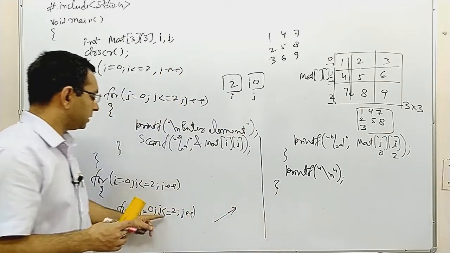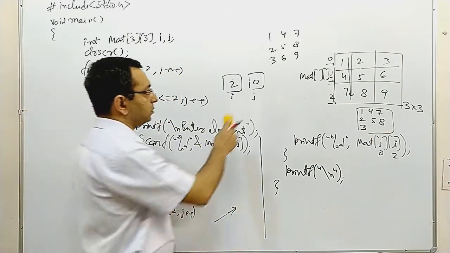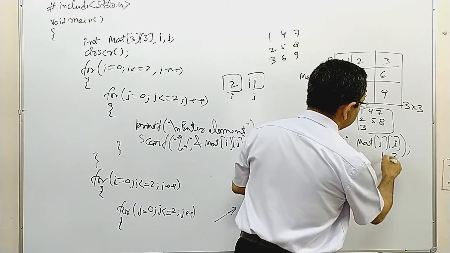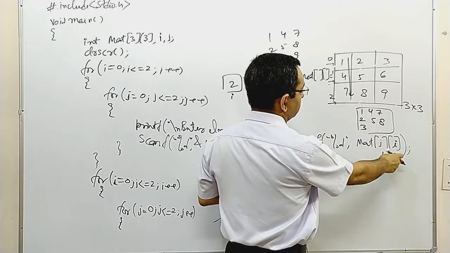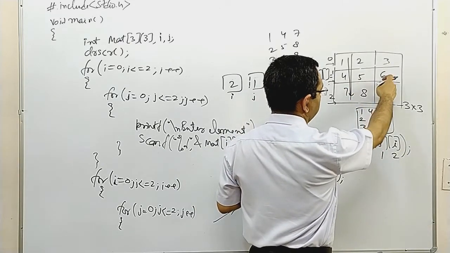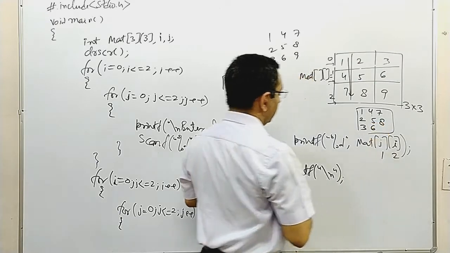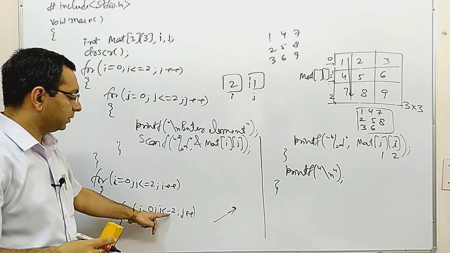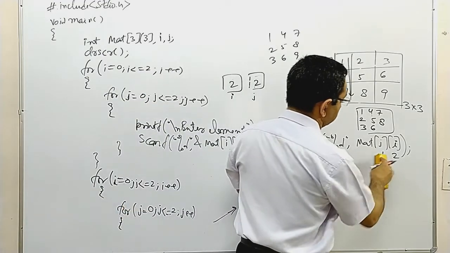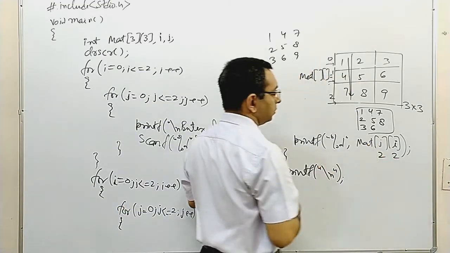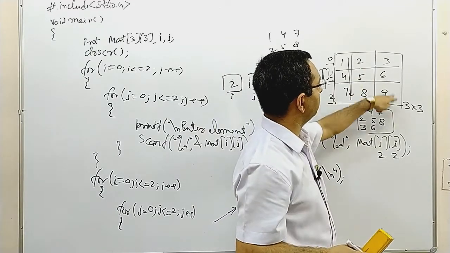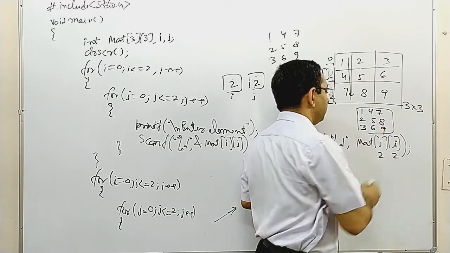And then j is again incremented by 1, so it will be 1. So the first row and second column, this value, that is 6. And then again it will be incremented by 1, so it will be 2. So the second row and second column, this element is 9. So 9 will be printed here.